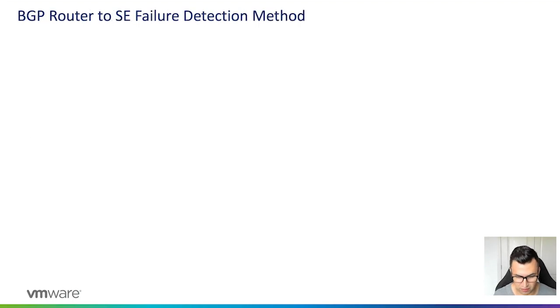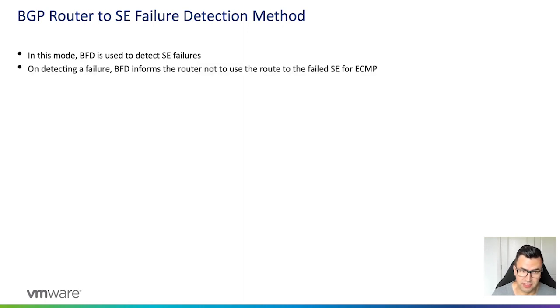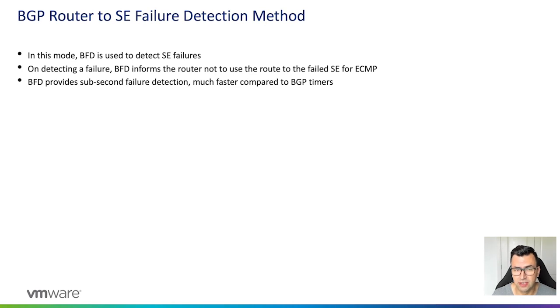Now, in the case of the BGP to router, when we have BGP in the environment, we use bidirectional forwarding detection for the SE failures. On detecting the failure, the BFD informs the router not to use the route that the SE has advertised, and it is removed from ECMP. BFD provides sub-second failure detection, much faster than BGP timers. So it's the best and fastest failure detection method.